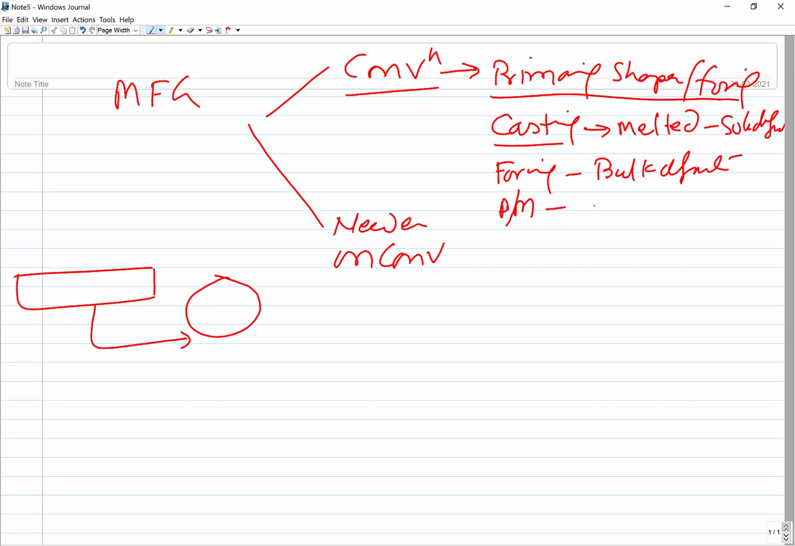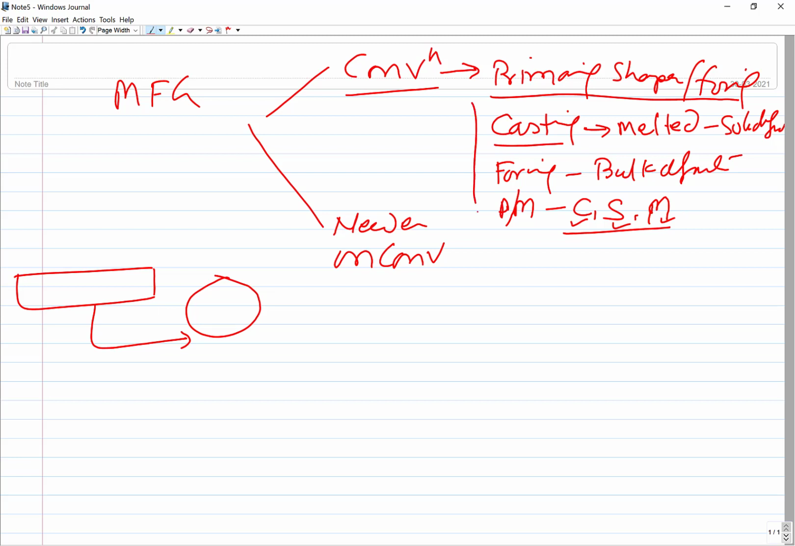Here powders are compacted in the shape desired, so that the desired shape of the product is realized. So it involves compaction, sintering, and then machining finally. So powder is compacted, then it is sintered, and then it is machined.